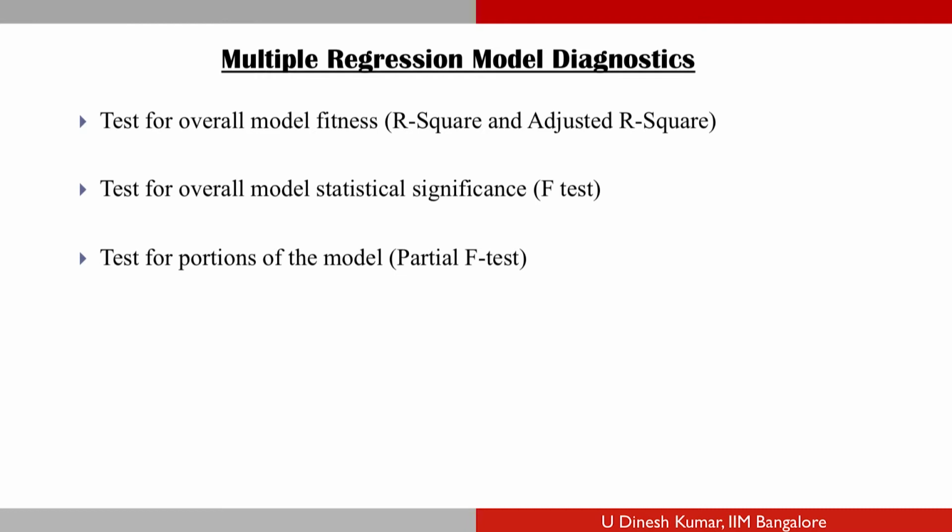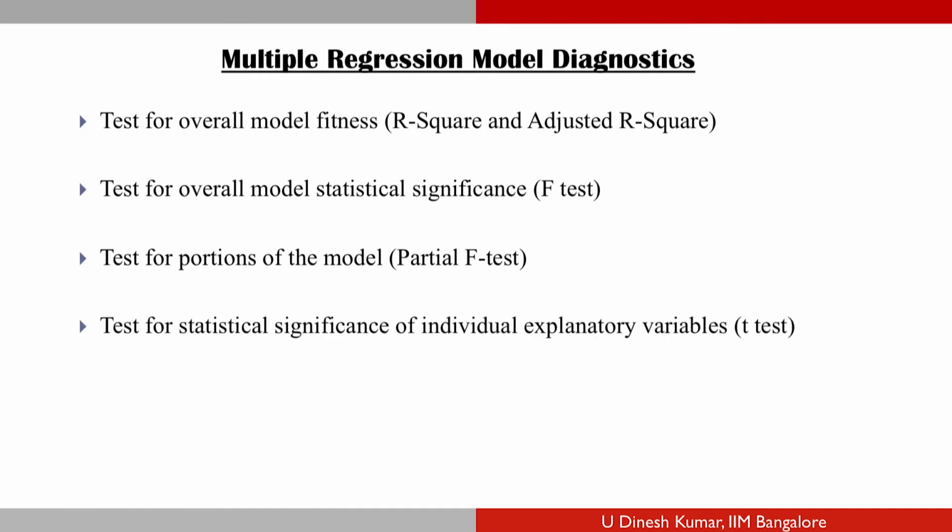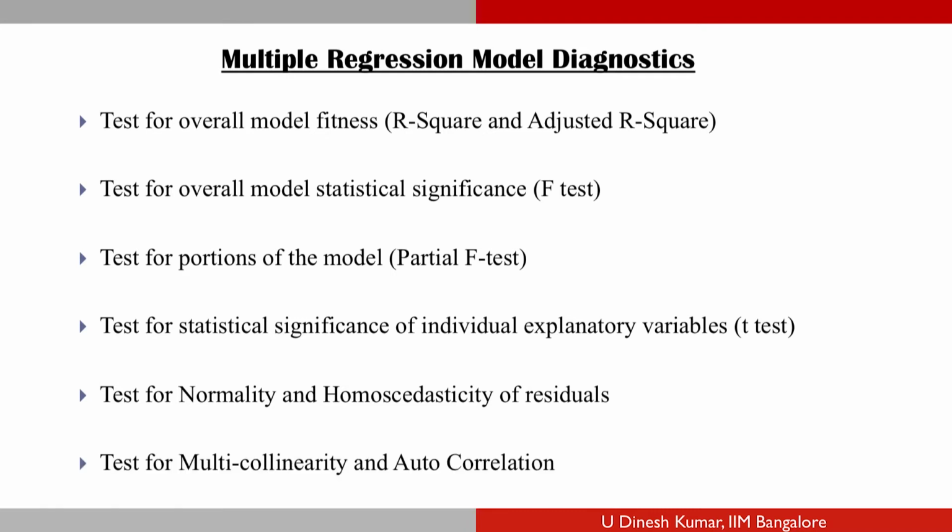We are going to discuss that later. We also have to check the individual explanatory variables and their statistical significance, which is achieved through the t test, and we have to test for normality, homoscedasticity, and also check for multicollinearity and autocorrelation. After we go through all these tests, only then can we accept the model and use it for a given context.